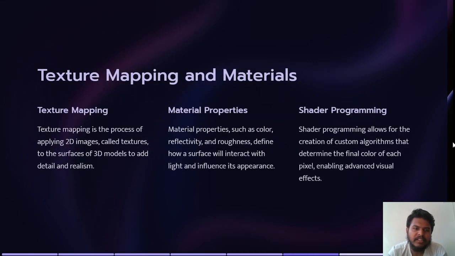Texture mapping and materials. Texture mapping. Texture mapping is the process of applying 2D images called textures to the surface of 3D models to add details and realism. Material properties. Material properties such as color, reflectivity, and roughness define how a surface will react or interact with light and influence its appearance. Shader programming. Shader programming allows for the creation of custom algorithms that determine the final color of each pixel, enabling advanced visual effects.